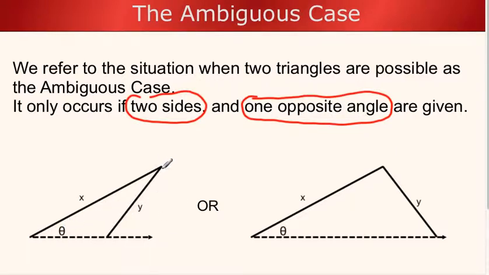That opposite side length of the angle given is the one that fluctuates back and forth. So notice here's the given angle, there's the opposite side length. This is the one that can move back and forth to create two different triangles. So there's the one triangle, here's the other possible triangle.